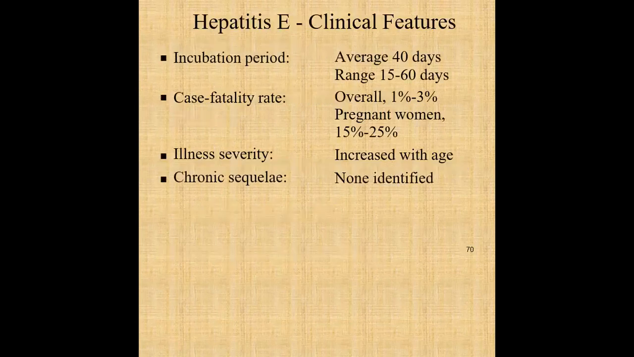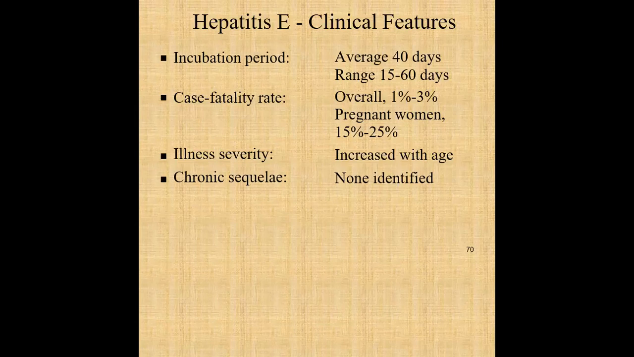Hepatitis E, the clinical features. The incubation period of hepatitis E is about 40 days, with a range of near about 15 to 16 days. It causes a very low fatality rate, near about 1 to 3%, but mostly in women it is about 15 to 25%. Illness severity increases with age. As the age increases, the severity or the occurrence of signs and symptoms is greater in old patients also.